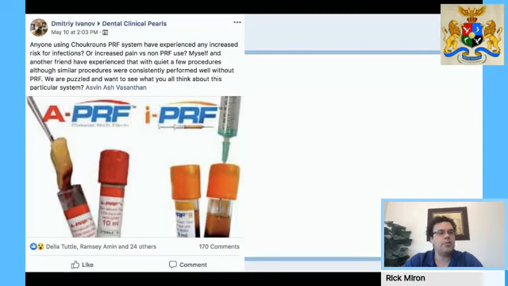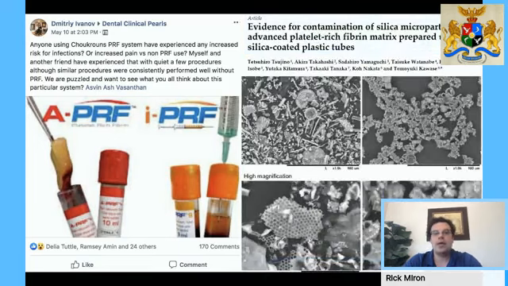Anybody using Choukroun's PRF system having increased risk for infection or increased pain versus non-use, they would show these. And look, there's 170 comments here. And it wasn't until several months later that the Japanese colleague, Dr. Tomoyuki Kawase, started doing more research on these tubes and evidence for contamination of silica microparticles in advanced platelet-rich fibrin matrix prepared using silica-coated plastic tubes.